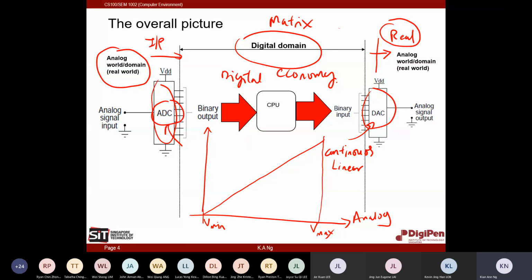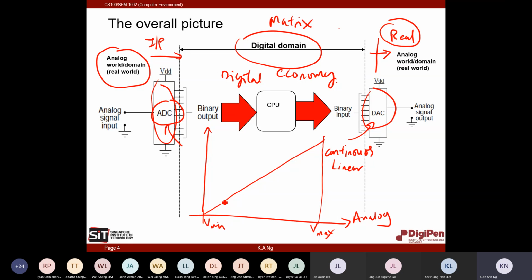In the simplest form, let's say we are given an ideal 3-bit A to D converter. For 3 bits, how many discrete steps can we obtain? Someone from group A? If it's a 3-bit digital domain, how many discrete values can we have? 2 to the power of 3. What do we get? 8, right? We can have 8 discrete steps.